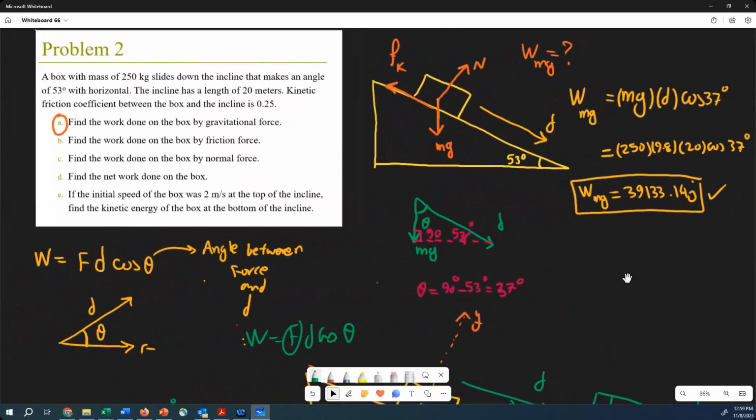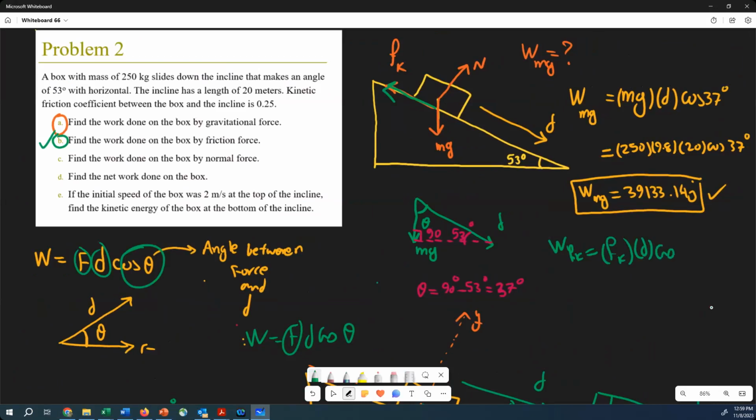Part B is asking to find the work done by the friction force. Okay, good. So we have a friction force. This is the friction force, yes? Work of friction. Again, I use the same formula. What was the formula? F times D times cosine angle. What is the F? It is the FK. What is the D? Just the D. What is the angle between these two?